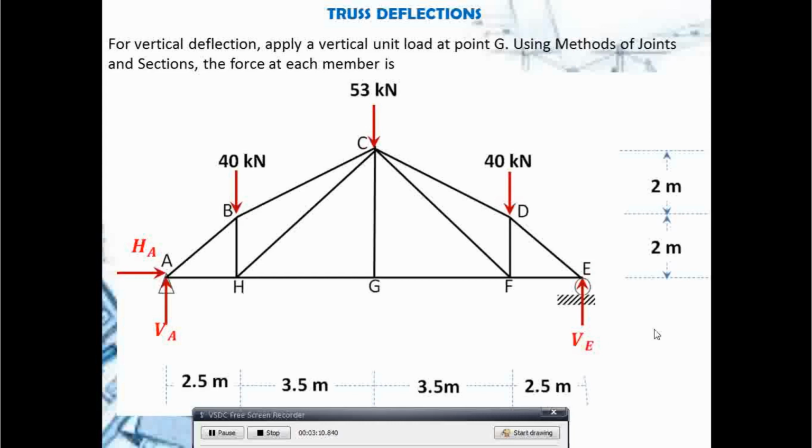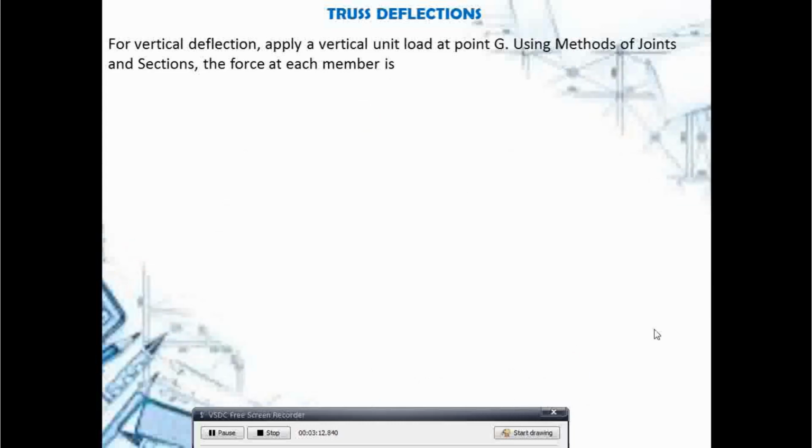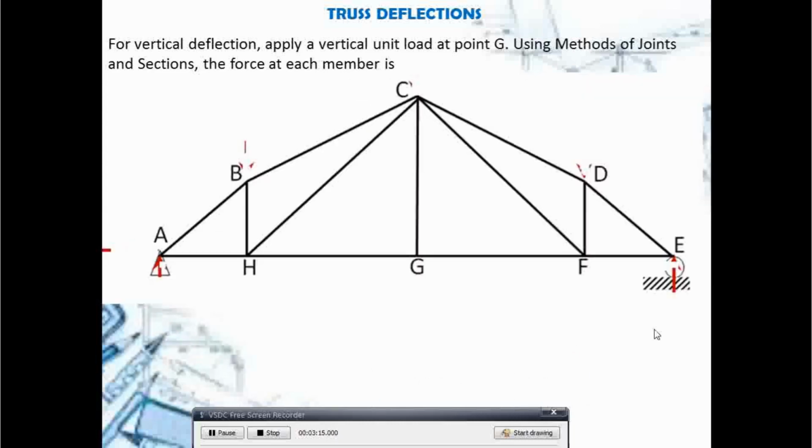So, the second step is kunin ninyo yung truss. Now, i-exclude ninyo lahat ng mga external forces as for this case. So, for this case, again, nasa step 2 tayo, alisin muna natin lahat ng mga external forces. But the support will remain. After that, we apply a 1 unit load.